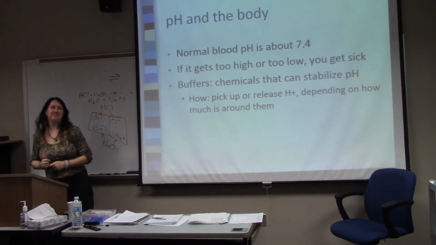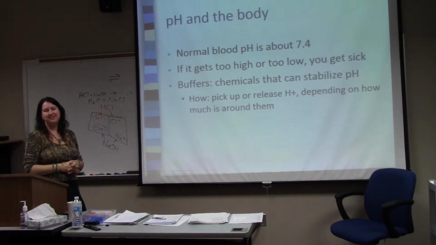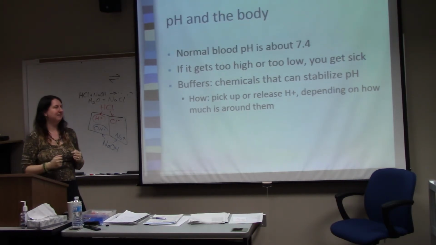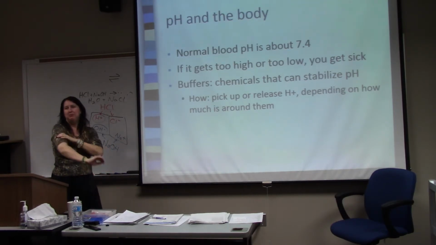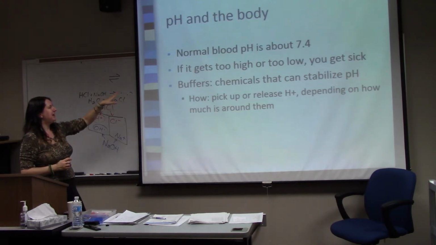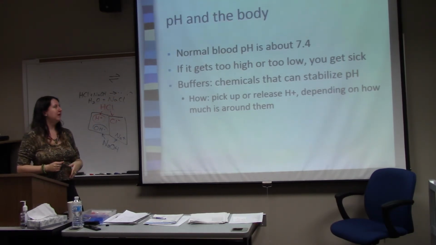Now, the importance of pH in the body. Normal blood pH is about 7.4. There's a little range around that that's considered healthy. So blood is not neutral, it's very slightly basic. If the pH gets too high or too low, and true neutral would be too low, you get sick.